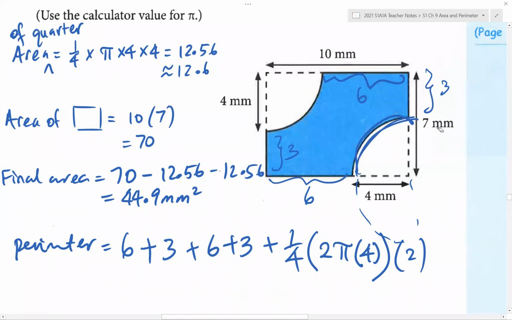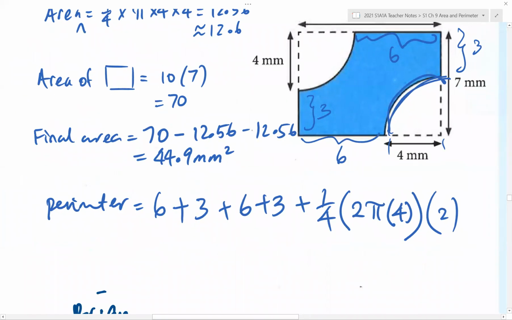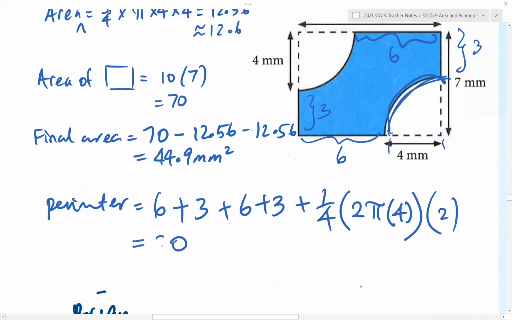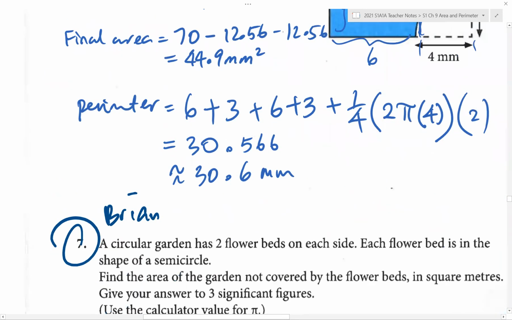So here we have the working for the perimeter. Okay, thank you. Let me check. You can put the pen up. 30.6 mm. Okay, thank you. Next one, Brian.